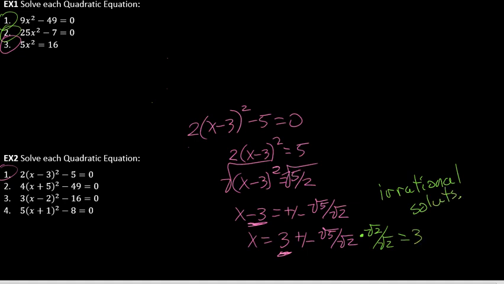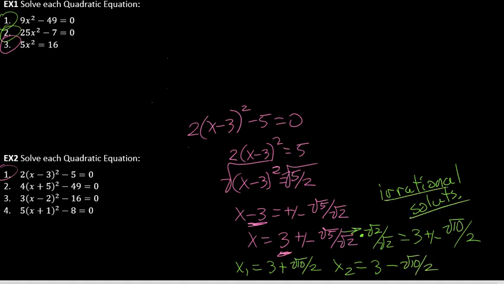Okay, so we're going to have x is equal to 3 plus or minus the square root of 10 over 2, right? Because square root of 5 times square root of 2 is going to give me square root of 10. Okay, so we would say x1 is 3 plus square root of 10 over 2, and x2 is equal to 3 minus square root of 10 over 2. And those are my two solutions, and they're irrational because I had to rationalize my denominator of my solution set.